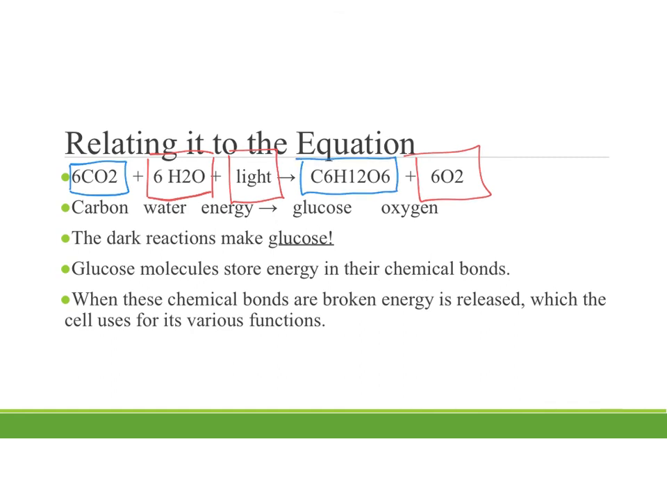So the dark reaction, the whole purpose is to make glucose. The whole point of that is that the ATP and the NADPH are not stable enough to hold that energy. Therefore, the glucose is going to store all that chemical energy in the bonds for a long period of time. Once those chemical bonds are broken, that energy is going to be released, and then the cell can use that energy for whatever function it's trying to accomplish.